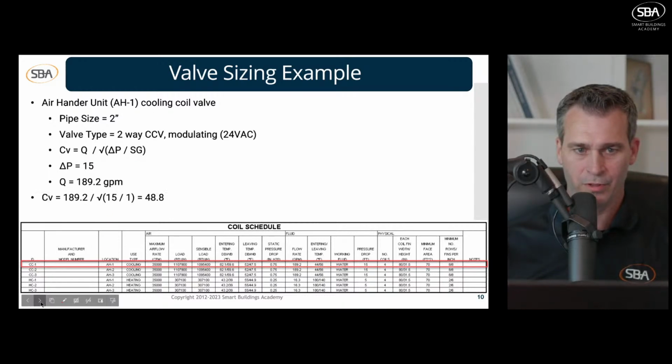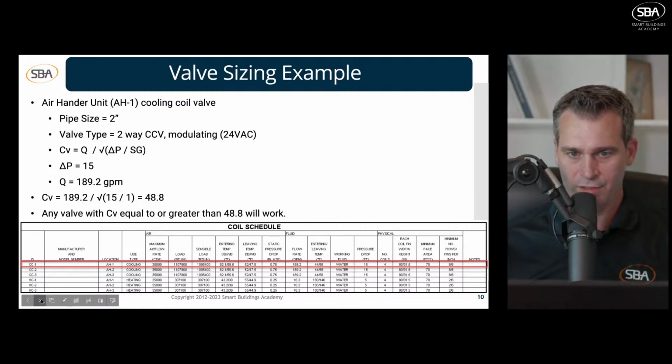So let's go ahead and put that to work here. We'll just plug in our Q, 189.2, divided by the square root of our differential pressure drop, 15, divided by our specific gravity. That's going to give our CV of 48.8. Okay. So we have 48.8. So now what do we do with 48.8? Now we're ready to start selecting our valve.